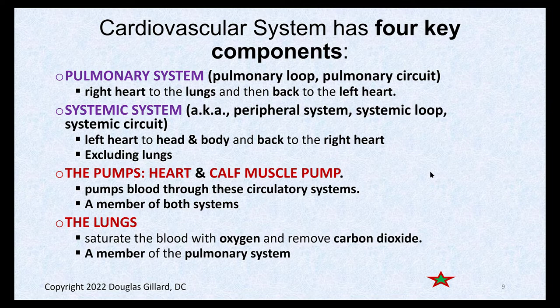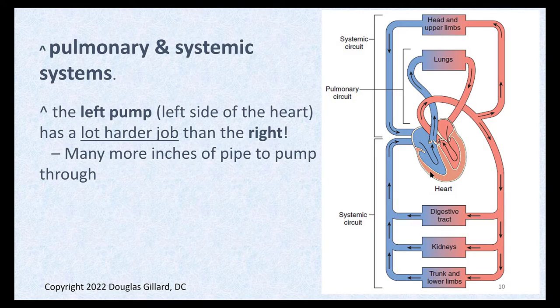And then, of course, we have the lungs, which is where all the gas exchange occurs. Carbon dioxide is kicked out. Oxygen is taken in. And cells need oxygen to survive. And here's just a cartoon of this short pulmonary loop or pulmonary circuit and this much broader systemic circuit, which goes everywhere else. So the left side of the heart is much, much larger.